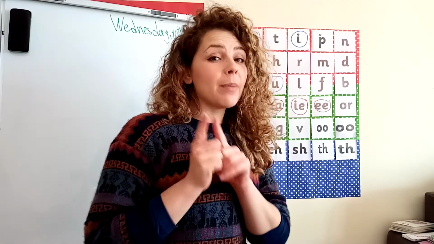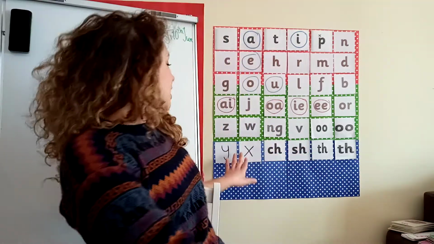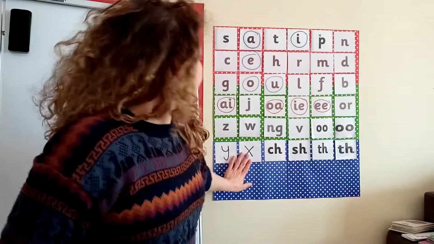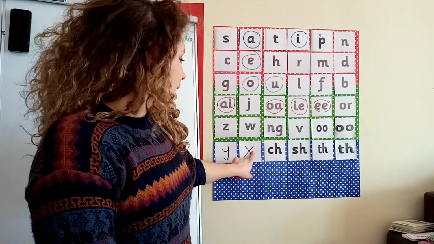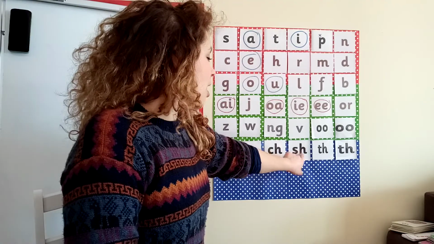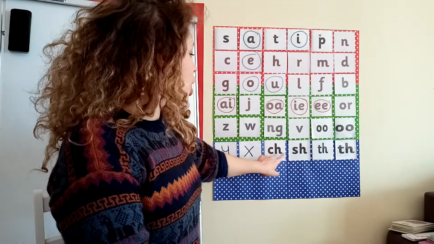Okay, now let's first remember which are those sounds and which are the actions that we make when we think of them. Okay, so here they are. It's the group 6 sounds. I will just repeat them one more time. Y, x, ch, sh, th, th.